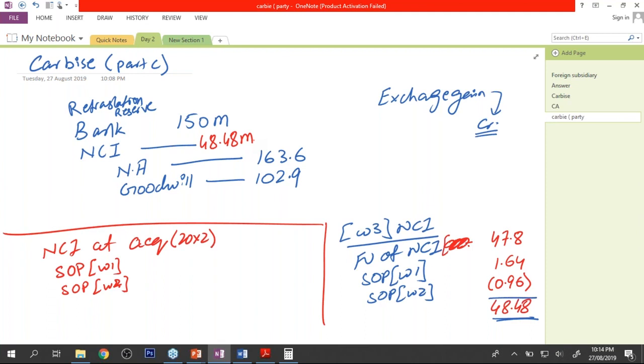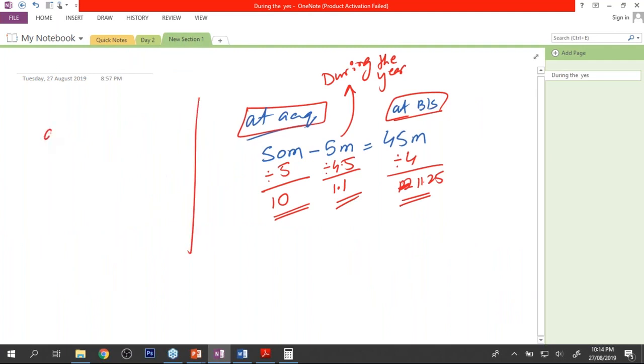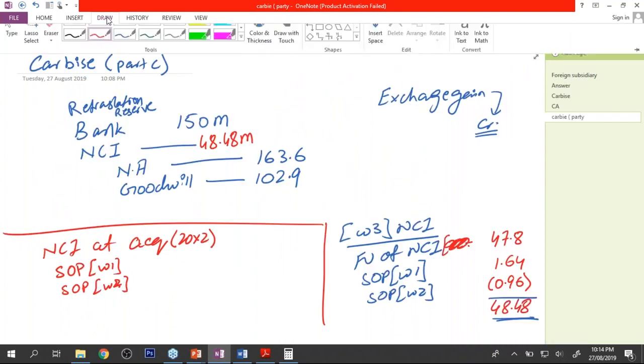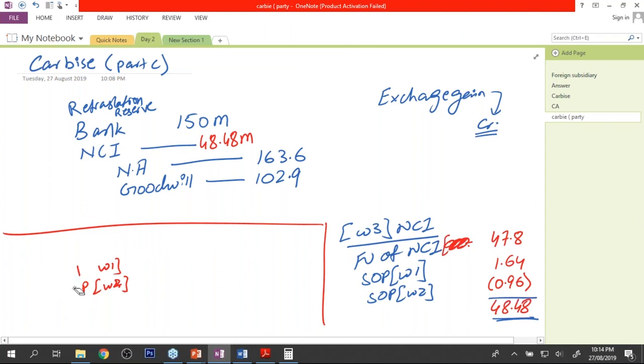Are you people getting this? If there's any question you can ask. Yogesh is saying, sir, NCI share in goodwill exchange gain or loss should be cumulative or for the year. Yogesh, basically, if we are starting from acquisition till the balance sheet, we should take accumulated. But because the question had given us the opening value, and from opening till balance sheet date, we are only going to take for the year. So this depends on where we are starting. If we are starting from acquisition, we should take all the values. If we are starting from the opening, we should just incorporate the for the year values.